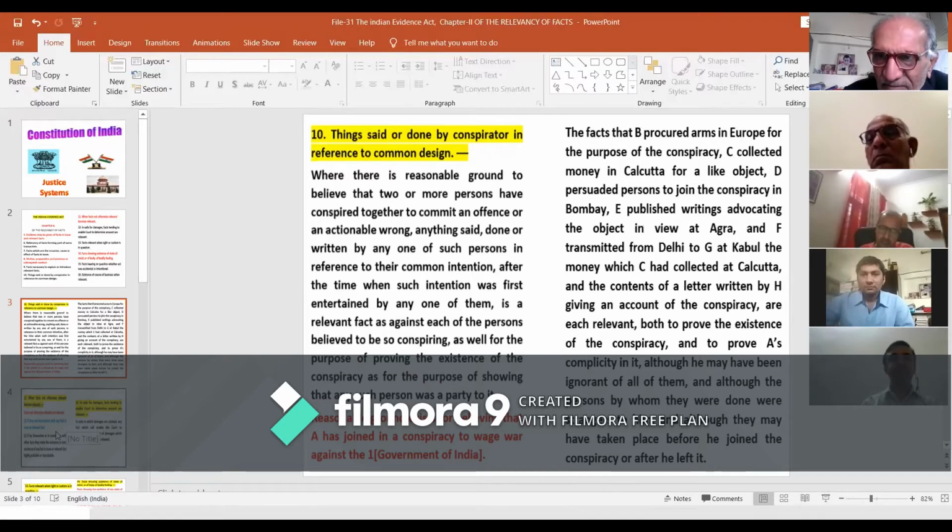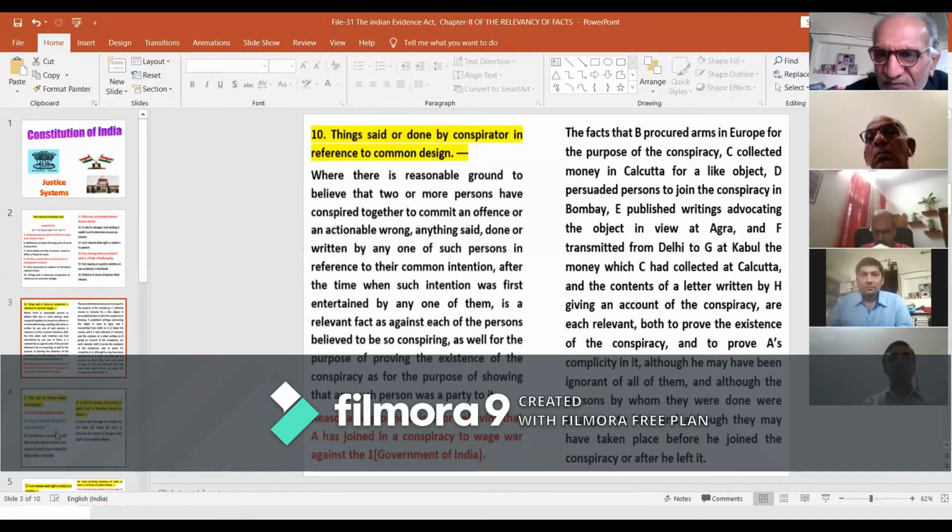This distinctiveness of the conspiracy as such is being taken up here in Section 10 regarding the relevancy of the facts. Let us read this section thoroughly. When there is a reasonable ground to believe, see, only a reasonable ground to believe. So it is belief, and it is a reasonable ground for the belief that two or more persons have conspired together to commit an offense.